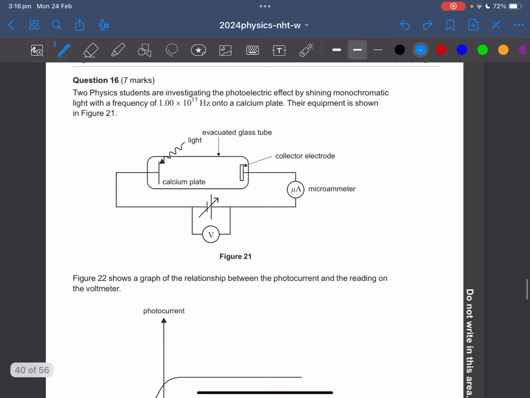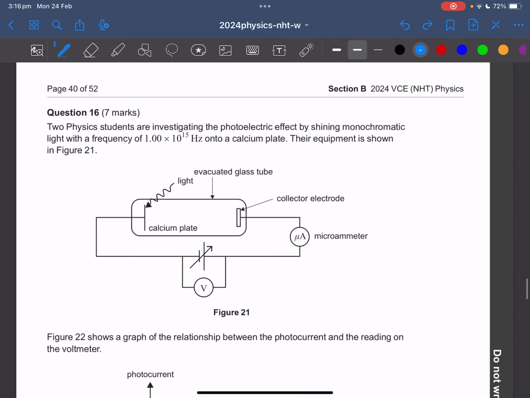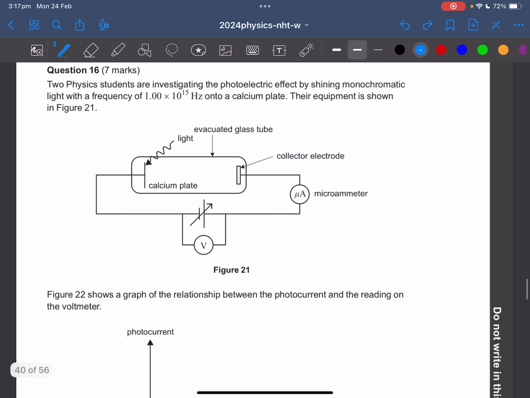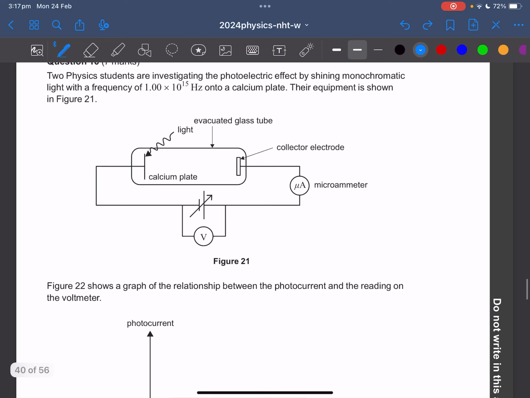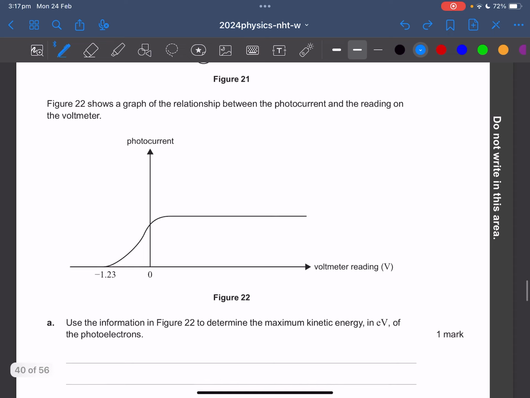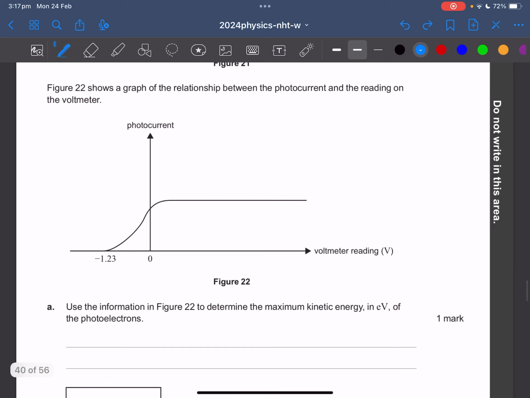Okay, two physics students are investigating the photoelectric effect by shining monochromatic light with a frequency of 1 times 10 to the power of 15 Hz onto a calcium plate. Their equipment is shown in figure 21. Figure 22 shows the graph of the relationship between the photocurrent and the reading on the voltmeter. Use the information on figure 22 to determine the maximum kinetic energy in eV of the photoelectrons.